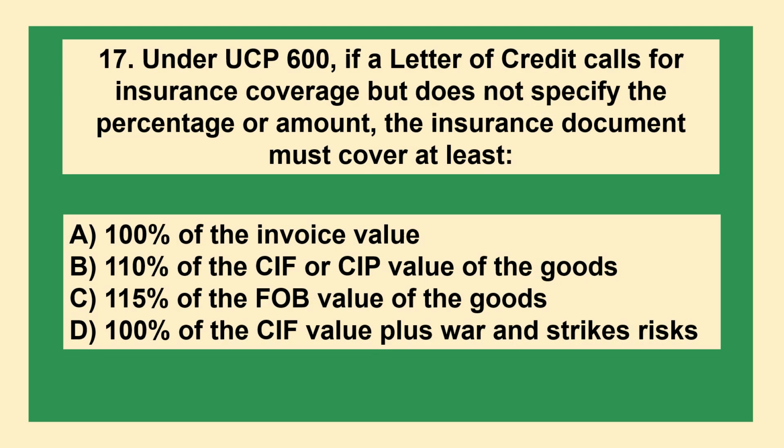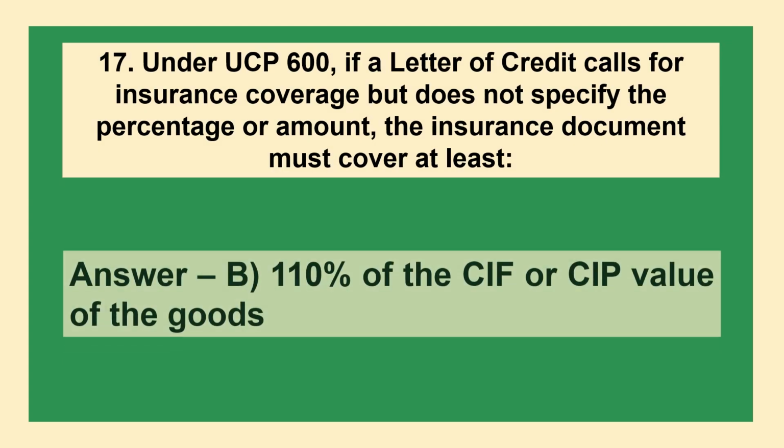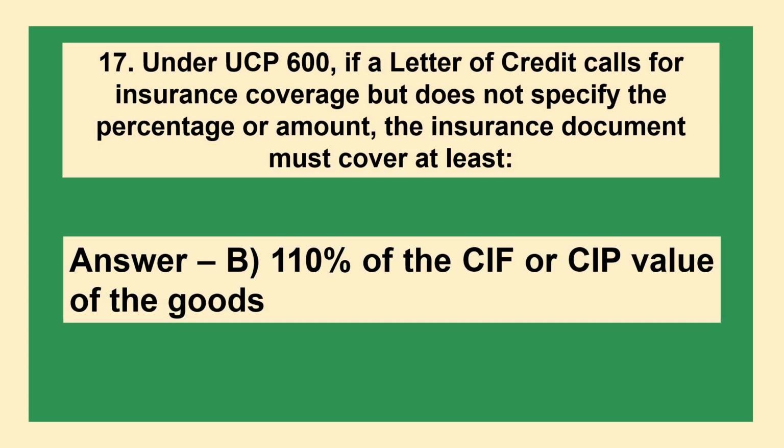Under UCP 600, if a letter of credit calls for insurance coverage but does not specify the percentage or amount, the insurance document must cover at least: option A, 100% of the invoice value; B, 110% of the CIF or CIP value of the goods; option C, 115% of the FOB value of the goods; option D, 100% of the CIF value plus foreign strikes risks. The answer is option B, 110% of the CIF or CIP value of the goods.